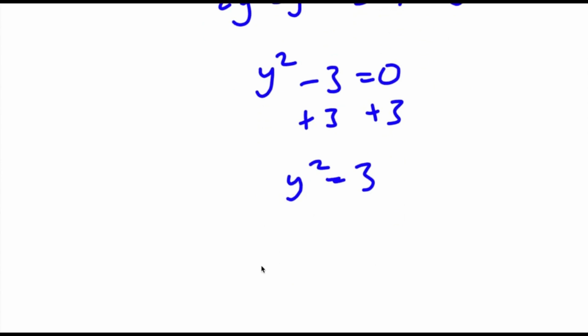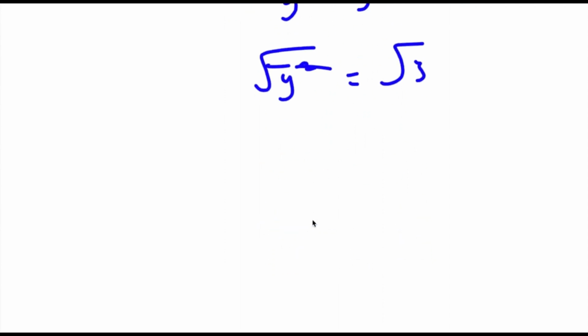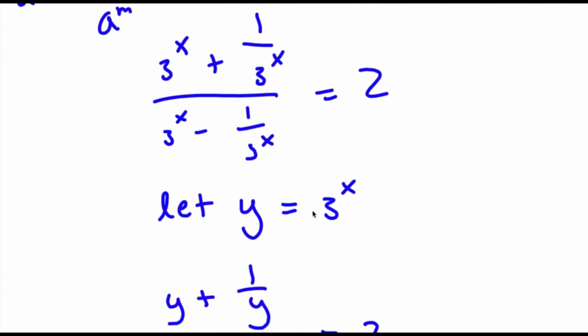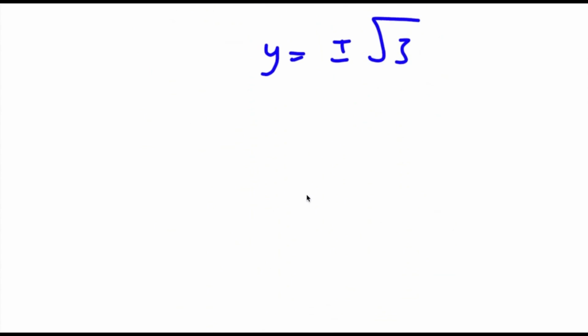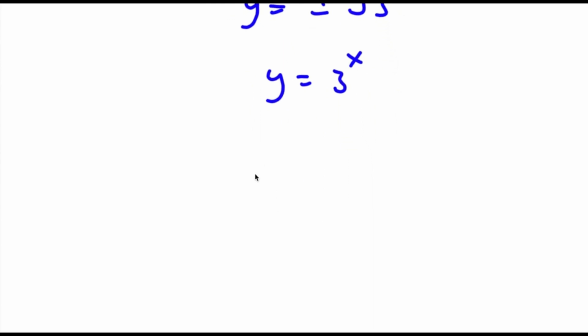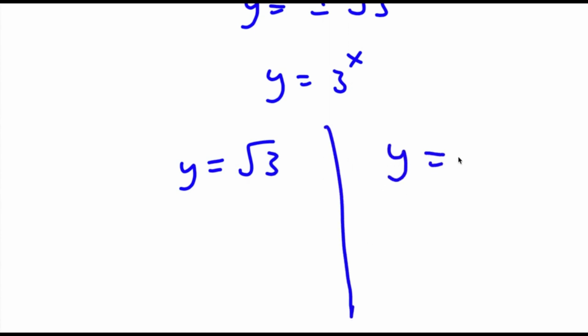Now to cancel this out, I'm going to be taking the square root on both sides. So then these two cancel out. Now I'll be left with y is equal to plus or minus the square root of 3. And now remember how we let y equal 3 to the power of x. So if y is equal to 3 to the power of x, then we have two values of y. We have y is equal to the positive square root of 3, and y is equal to negative square root of 3.